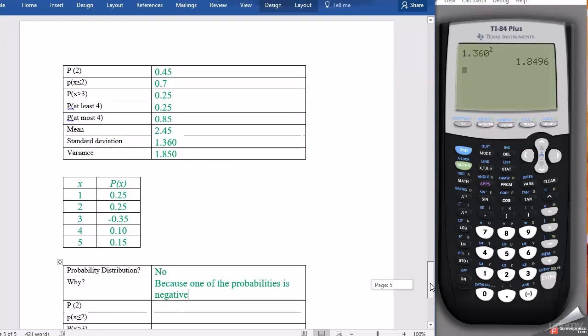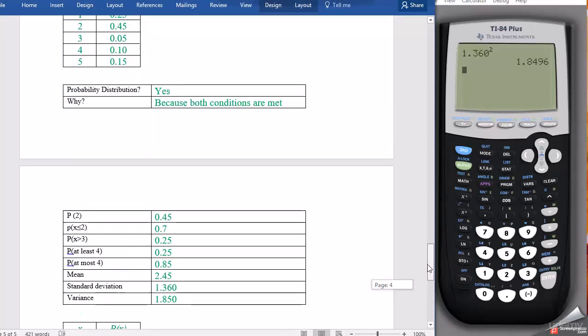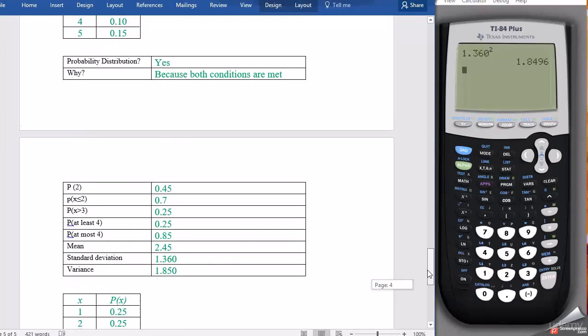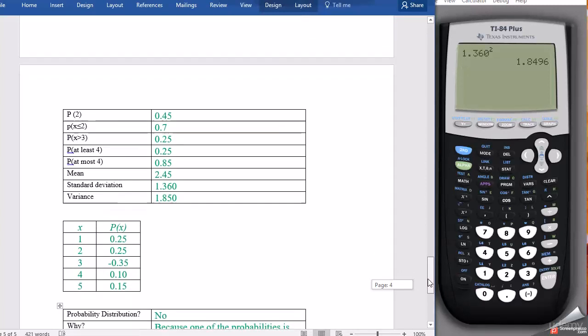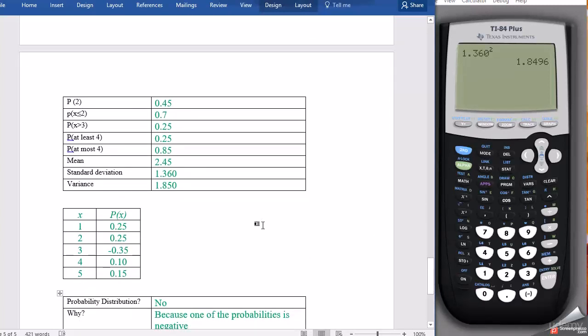That is how we can find the probabilities and the mean, standard deviation, and variance. Remember, you can do this by hand. You can find the mean, standard deviation, and variance by hand, but I just chose to show you how to do this using the TI-84 Plus, which is easier.